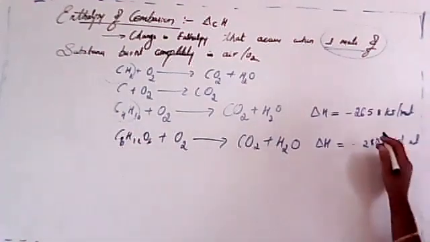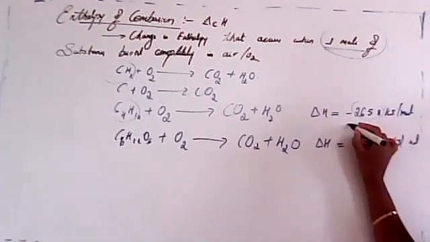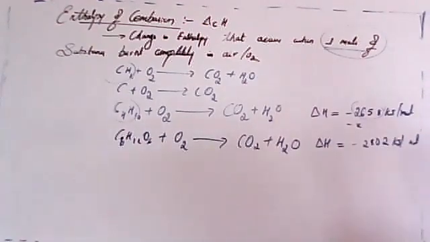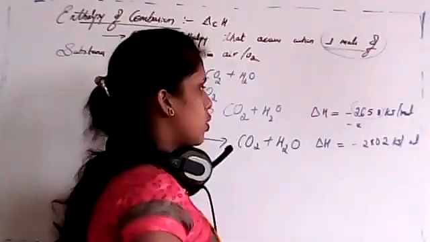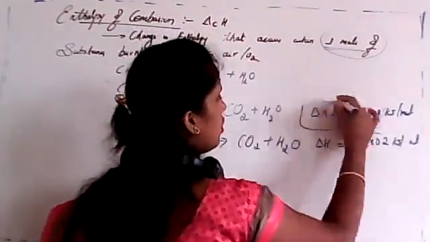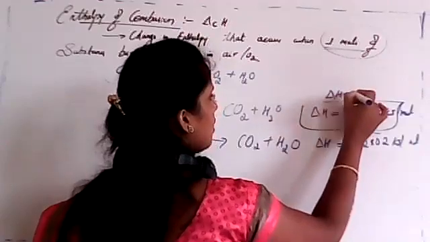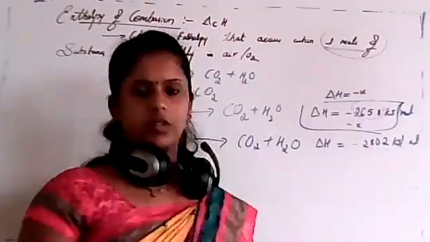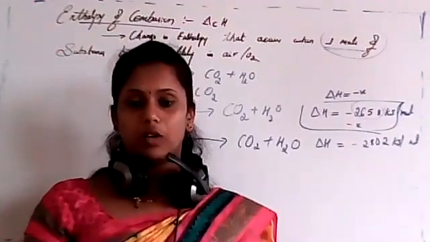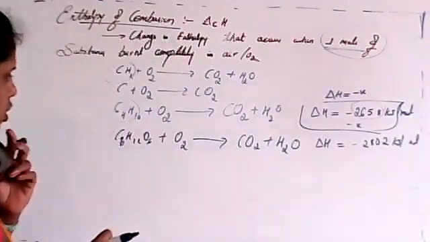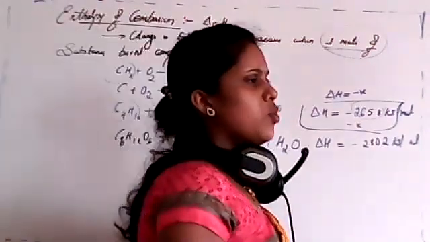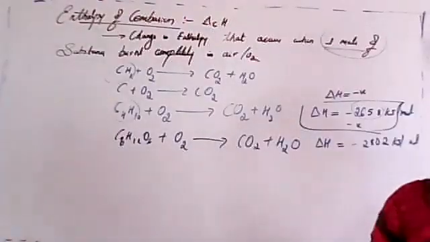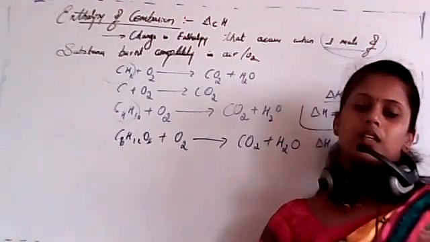So if you don't know anything about these values, just at least write negative or positive. Don't write delta H equals and leave this part blank. At least write negative or positive, because it is exothermic or endothermic. You have to mention it. Yes, MgO. We can use MgO, but which product will form, that is confusing, isn't it?